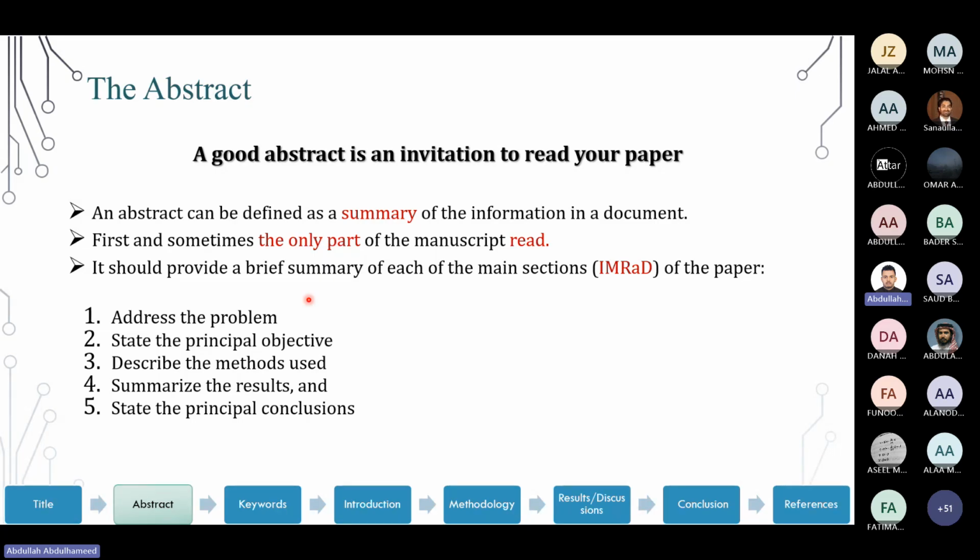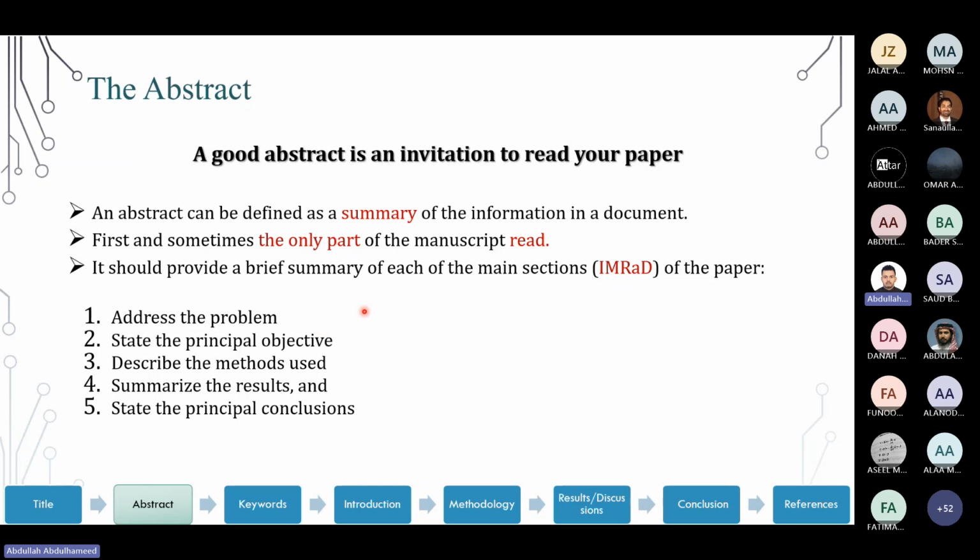Number three, describe the methods used. When you are doing research, of course, you are using a method, and we will come to these elements in detail in the methodology section. But here, just describe it in maybe one sentence in the abstract. Four, summarize the results. In your abstract, you should summarize the results, and maybe you only need two or three sentences from your results and discussion as a summary. Maybe you have a lot of results; you select the best result and put it in the abstract.